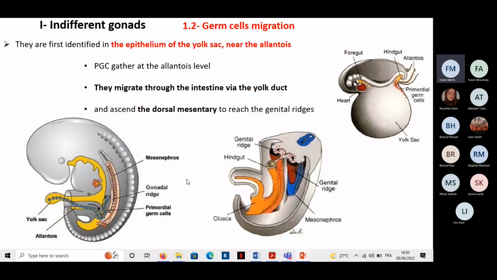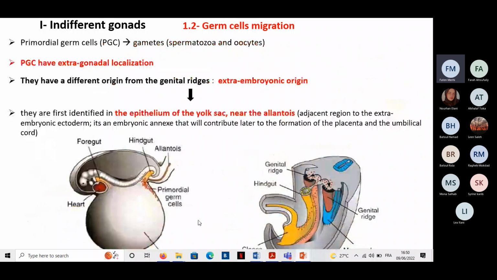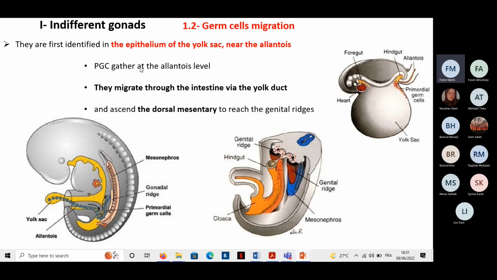So those PGCs, those primordial germ cells, are first identified in the epithelium of the yolk sac near the allantois, not in any region of the yolk sac, and then they will migrate. Okay, they will gather at the level of the allantois and will migrate inside of the embryo. Now, how can they migrate inside of the embryo, and how can they reach the gonads?